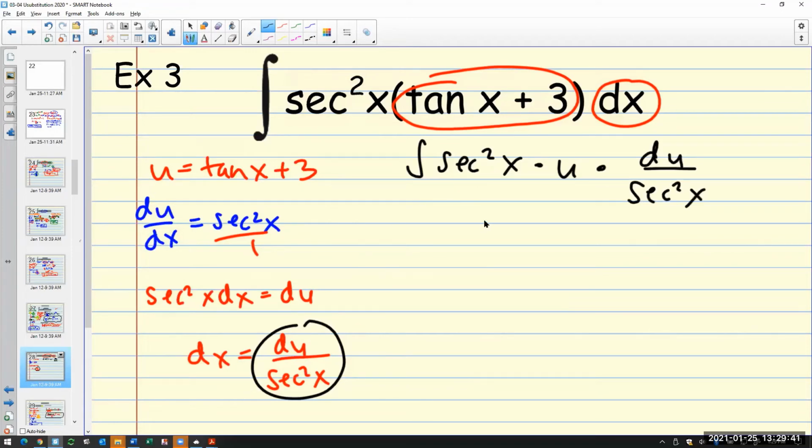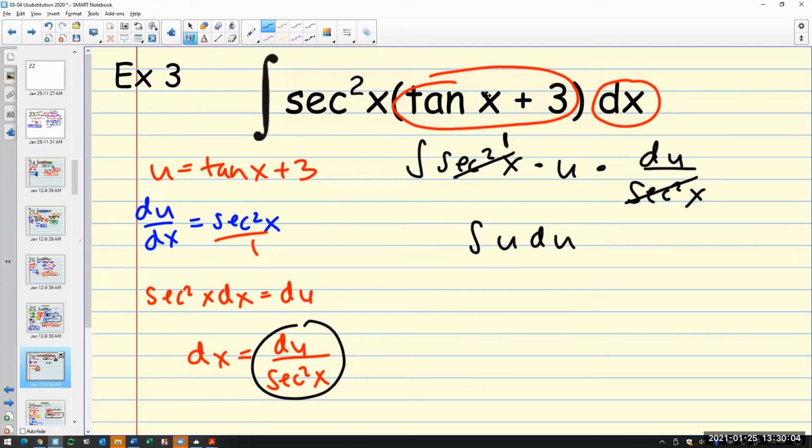Now remember, my goal is to get all u's here. Okay, so here's a question. Do all my x's cancel out? Using real algebra, is secant squared x over secant squared x 1? Okay, that's good news. So I'm going to divide by secant squared x, divide by secant squared x, that's 1. So this is what I have left. Okay, I'm pretty happy with this.